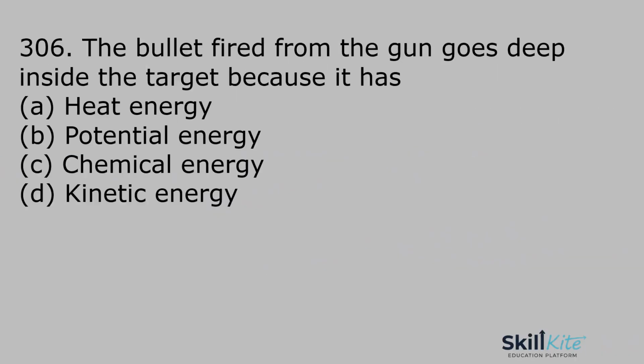The bullet fired from the gun goes deep inside the target because it has kinetic energy. The velocity of the bullet fired from the gun is very high, and when it hits the target, its velocity becomes 0 in a very short time, right? So the rate of change in momentum of the bullet is very high. So the bullet moves deep within the target. So it contains kinetic energy.